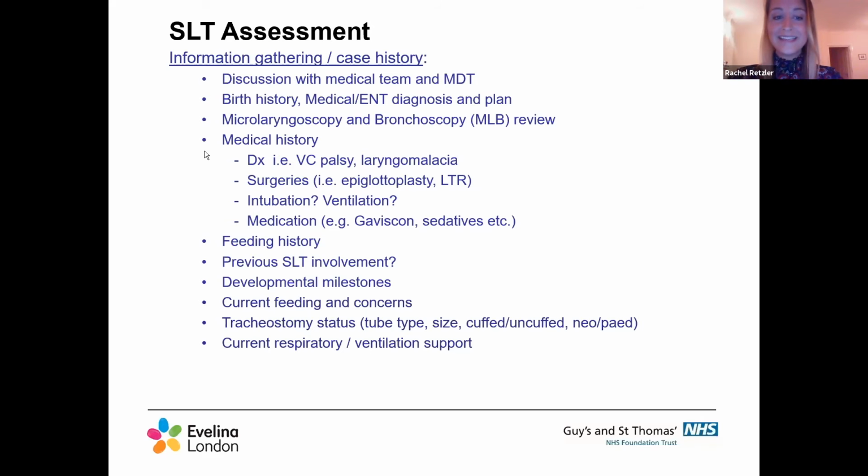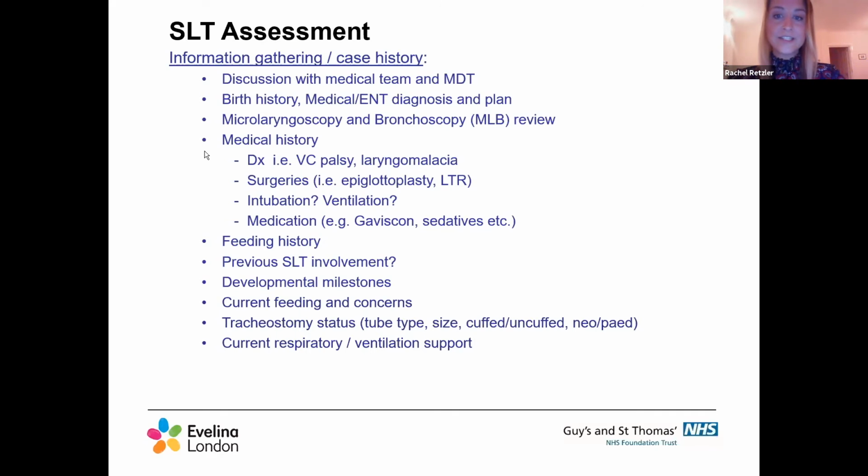Have they been intubated? If so, for how long? And are they, or have they, or do they require ventilation? And if so, what are those settings? Medications, Avastin, sedatives, medications for secretion management. These are all really important things to keep in mind for your children. Have they had an MLB, a recent look at their airway? And if so, what were those findings?